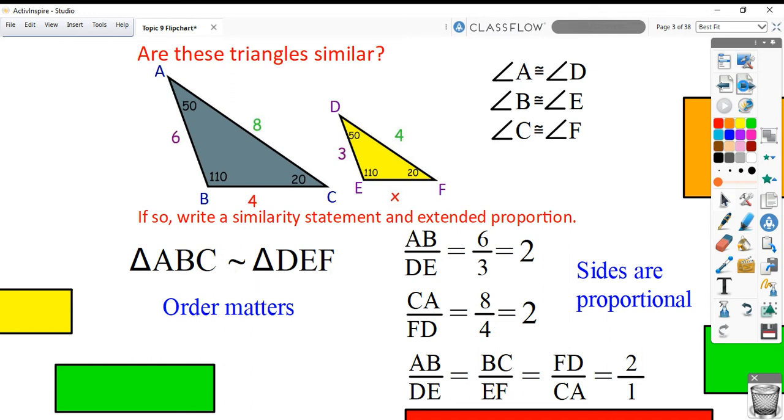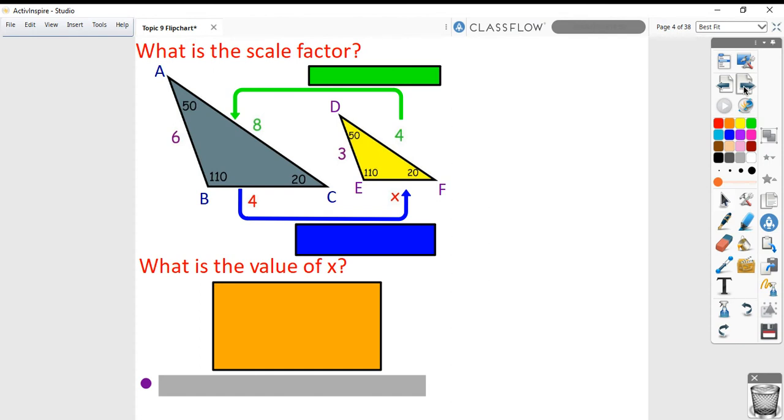Now, in your packet, there is a blank page on the next part. That is not a mistake. We're going to come back to it. But right now, I want you to go to "What is the scale factor?" This page right here, it's in your notes packet. This picture shows up again.